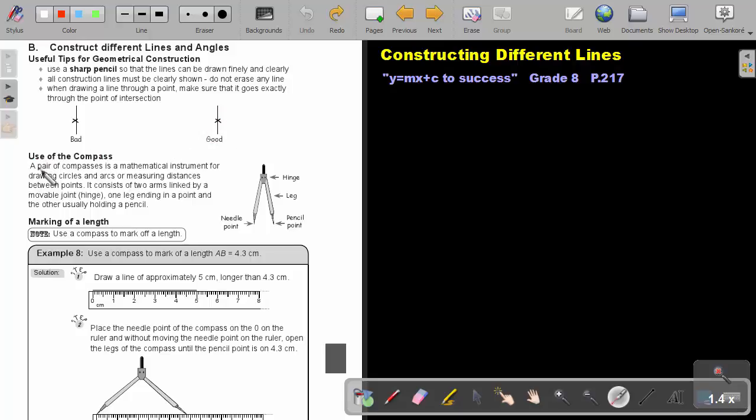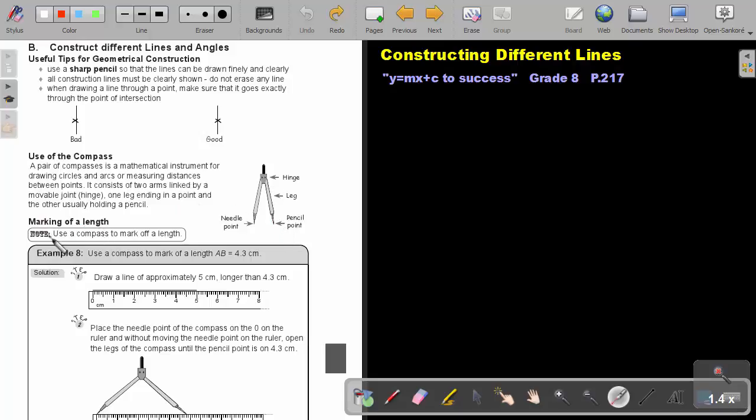Use of the compass. A pair of compasses is a mathematical instrument for drawing circles and arcs or measuring distances between two points. It consists of two arms, linked by a movable joint, the hinge, one leg ending on a point, a needle point, and the other usually holding a pencil or a small pencil there.